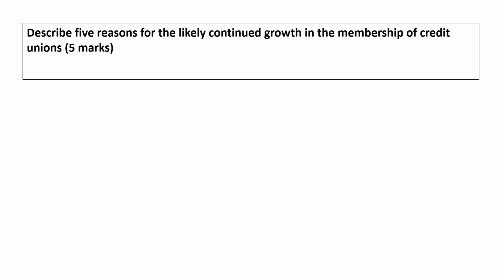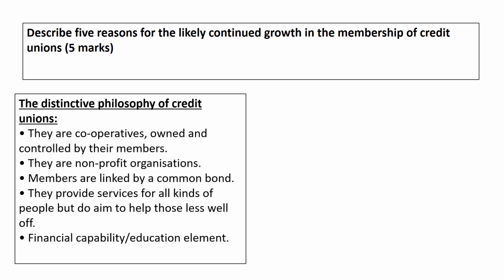Another describe question. Describe 5 reasons for the likely continued growth in the membership of credit unions. 5 marks. The distinctive philosophy of credit unions. They are cooperatives owned and controlled by their members. They are non-profit organisations. Members are linked by a common bond. They provide services for all kinds of people, but do aim to help those less well off. Financial capability, education element. There's that to consider as well.